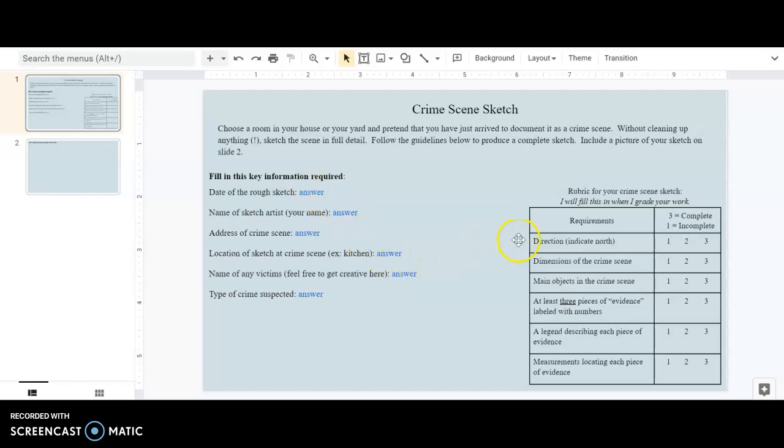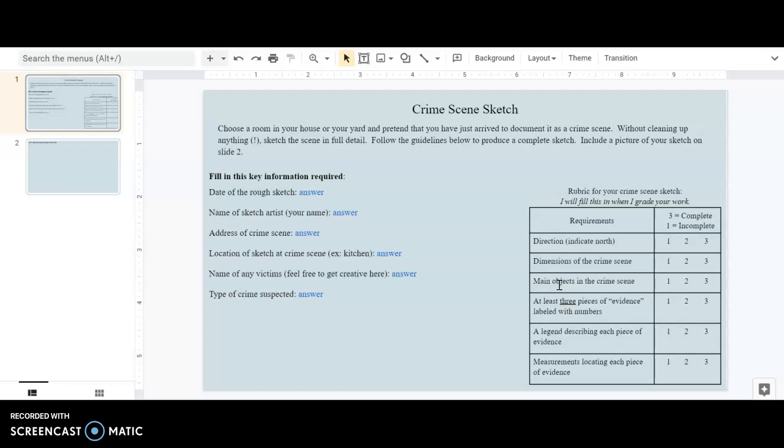All right, so here are the requirements that I will be evaluating your sketch on, seeing if it includes them. So we are looking for something that indicates the direction, primarily north. The dimensions of the crime scene, so you're going to measure the length and width of the room, or if it's an outdoor space, you determine where that outdoor space ends and measure the length and width. The main objects in the crime scene should be labeled.